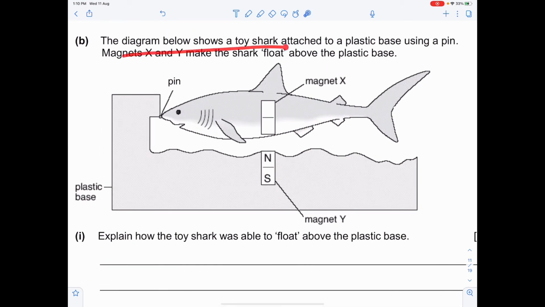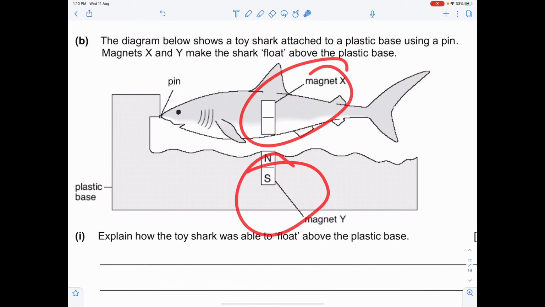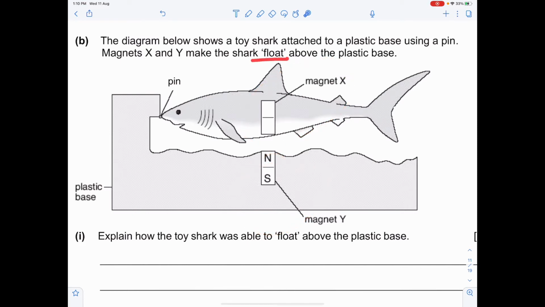Now the diagram below shows a toy shark attached to a plastic base using a pin. Magnets X and Y, these are the two magnets, float above the plastic base. So what happens here is that you have two magnets and they are floating. Because they are floating, there must be some force acting in opposite directions. For that to happen, you know that these two must be like poles. So this here must be north and this must be south.